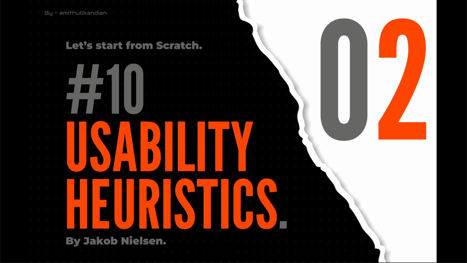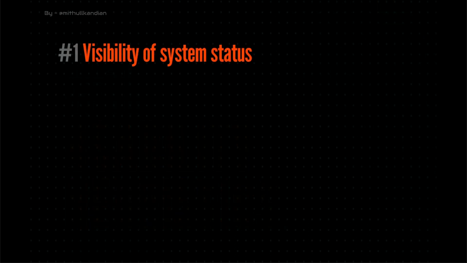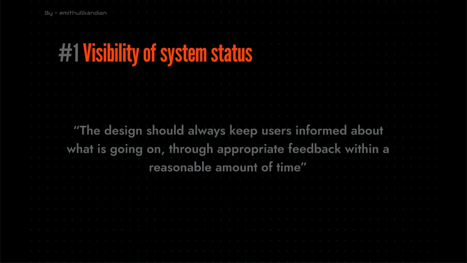Before you start designing practically, you need to know the 10 Usability Heuristics by Jakob Nielsen. Number 1. Visibility of system status.